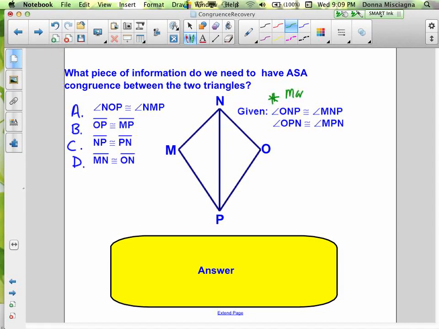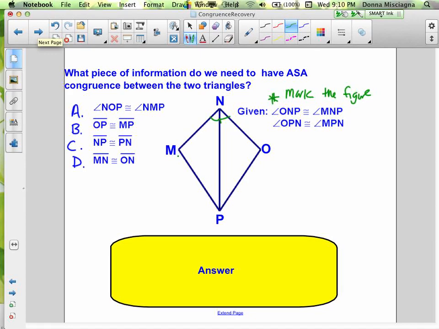By the way, some of these problems that we're solving will be in your notes, so just be looking at your notes and seeing if it's there. All right, to mark the figure, we're going to mark what we're given. We're given angle ONP. It starts at O, goes to N, and then goes to P. That'd be right there. It's congruent to MNP. It starts at M, goes to N, then to P, so that's this angle right there.